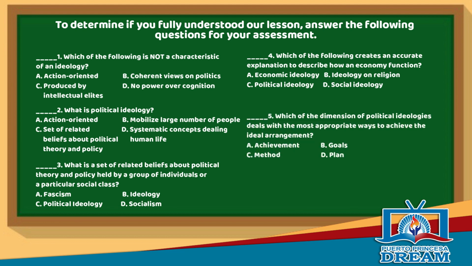Number 5. Which of the dimensions of political ideologies deals with the most appropriate ways to achieve the ideal arrangement? Letter A, achievement. Letter B, goals. Letter C, method. And letter D, plan.